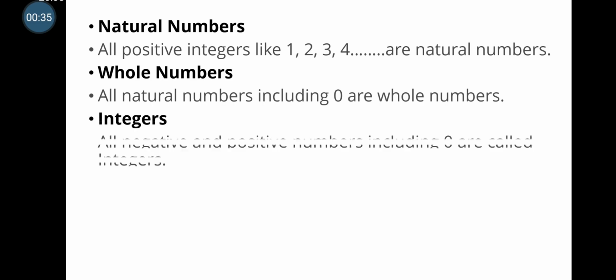Then integers. All negative and positive numbers including 0 are called integers. So it starts from negative infinity to positive infinity. All negative numbers, positive numbers and 0 together are integers.